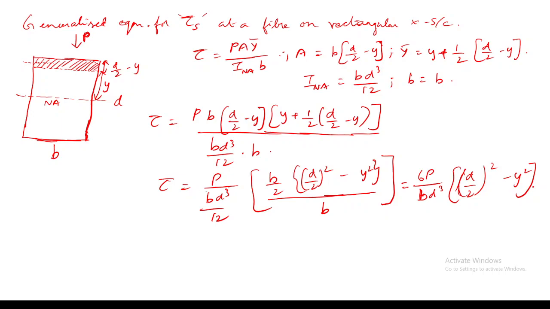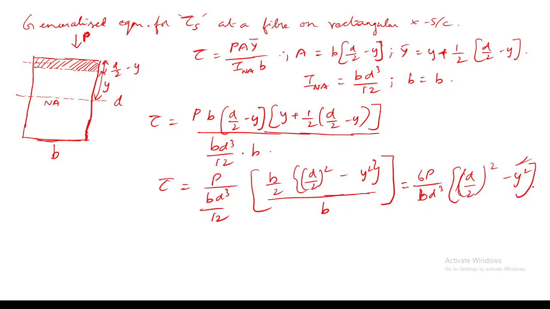Okay. So this is the variation of the shear stress along this rectangular cross section, okay? Let's say we have taken the Y as the distance of the fiber from the neutral axis, right? So from this equation, 6P divided by BD cube into D by 2 the whole square minus Y square, what can you say about the variation of the shear stress with respect to the cross section? Parabola. Yes, it is a parabola since you are having Y square here, okay? So the variation of shear stress is a parabola along this cross section.